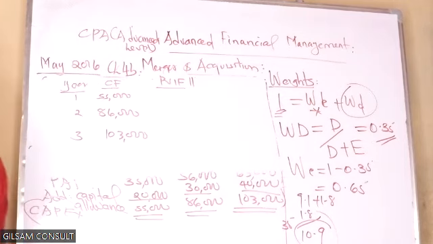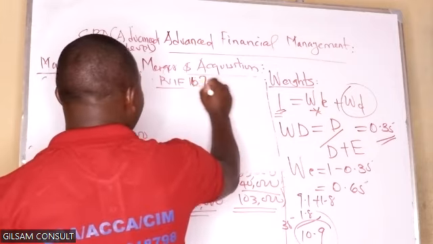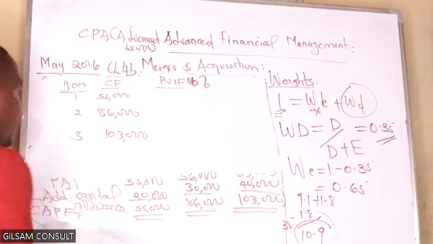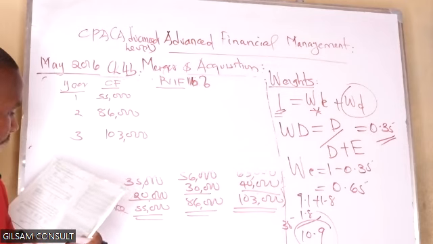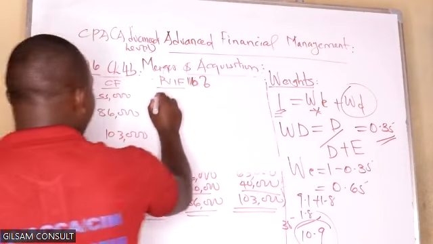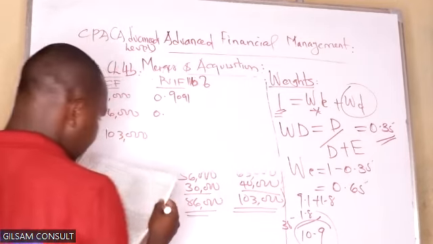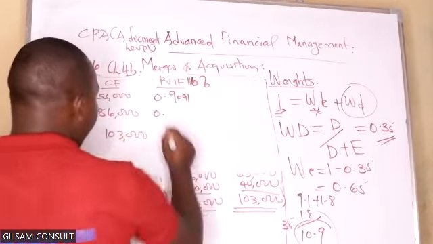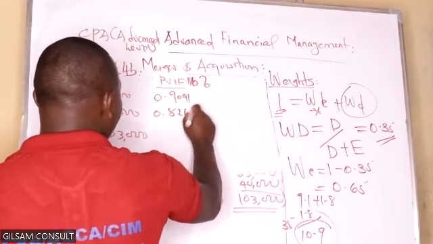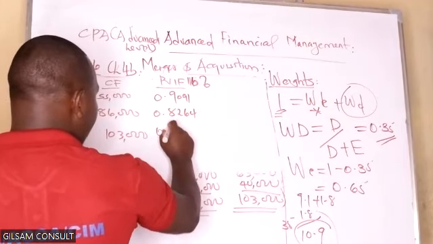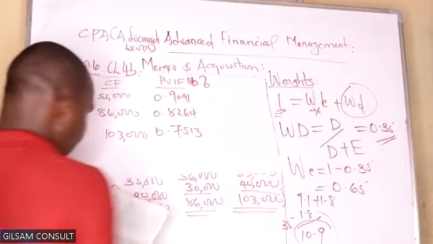If we have 11% in our table... we don't have the 11% in our table because I don't have a calculator. So let's just use 10%. So 10% year 1 is 0.91. Year 2 is 0.8264. Year 3 is 0.753.